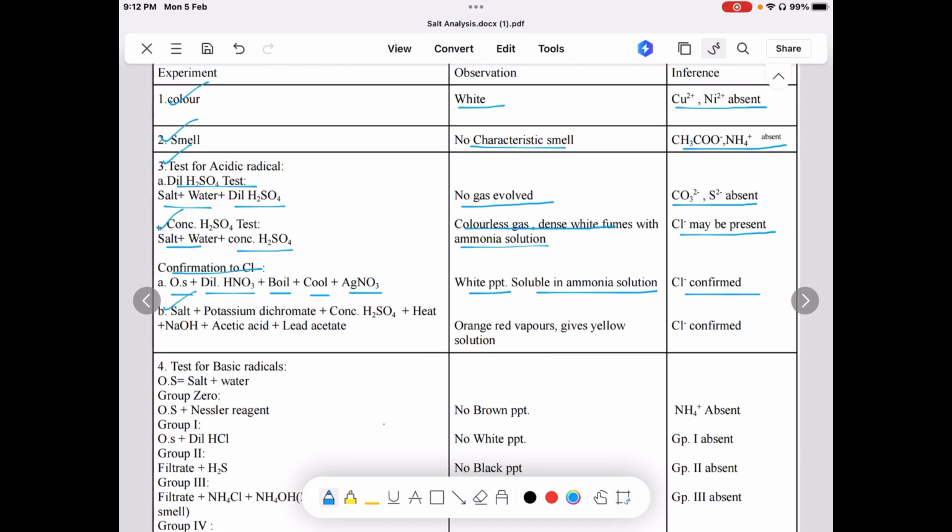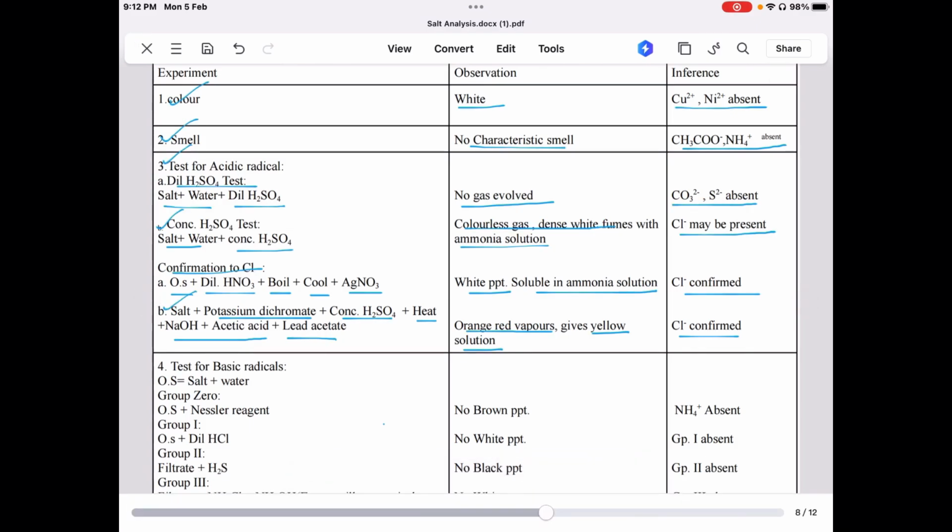Second test, you can also do the chromyl chloride test here. To the salt we add potassium dichromate, which is orange in color. To this we add concentrated sulfuric acid and heat the resulting mixture. This results in the formation of orange-red vapors of chromyl chloride gas, and these vapors turn yellow when you add NaOH, acetic acid and lead acetate. Yellow solution is obtained because of the formation of lead chromate here. So this confirms the presence of chloride radical in a salt.